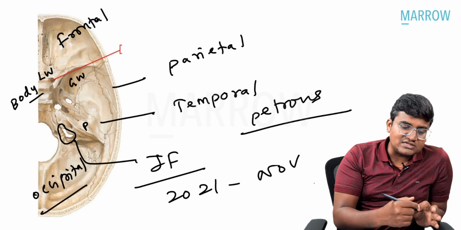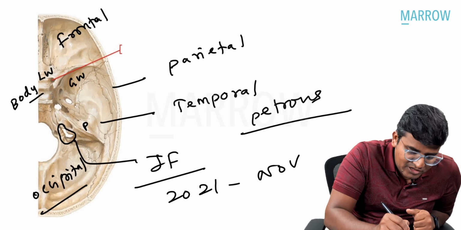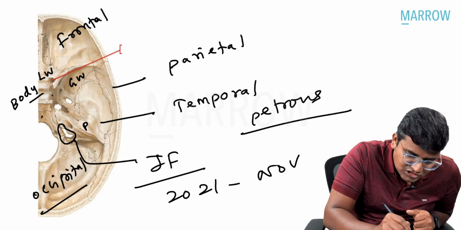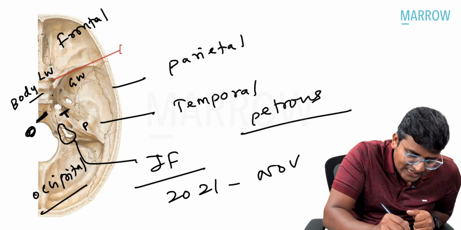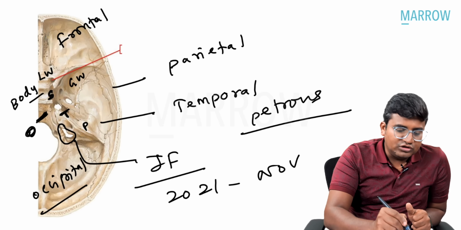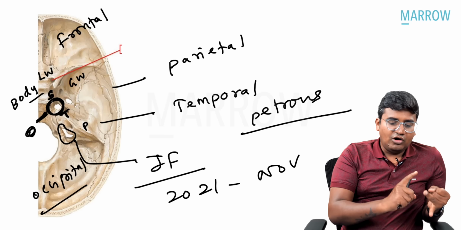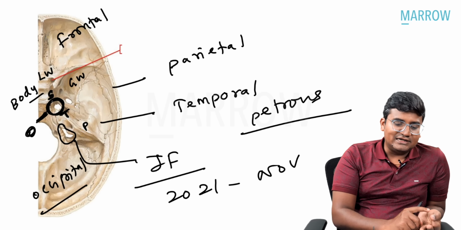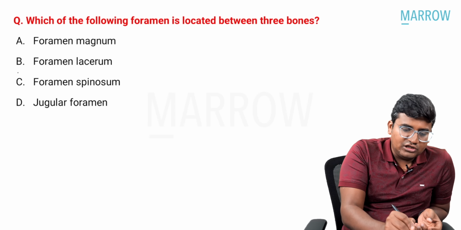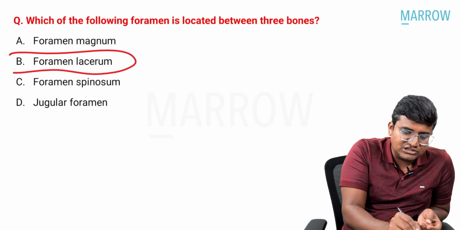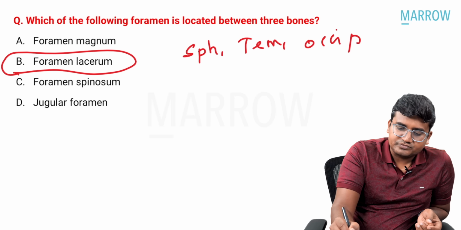A similar question was given in your 2022 May INICET exam. Now this is the sphenoid bone and this is our occipital bone. Occipital bone, I am writing as O. This is the temporal bone T and this is the sphenoid bone. So this foramen is present at the junction of three bones: sphenoid, occipital bone and the temporal bone. That is our foramen lacerum. So that is the answer for this question. The foramen lacerum is present at the junction of three bones: sphenoid bone, temporal bone and the occipital bone.